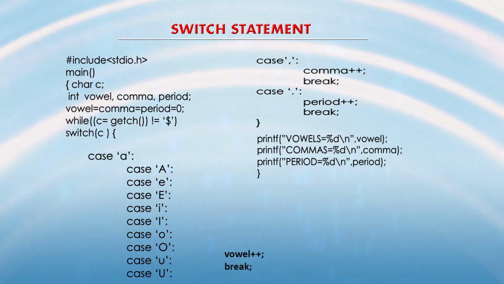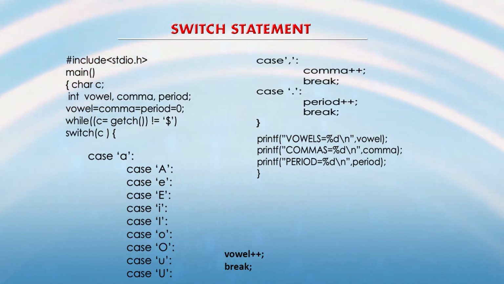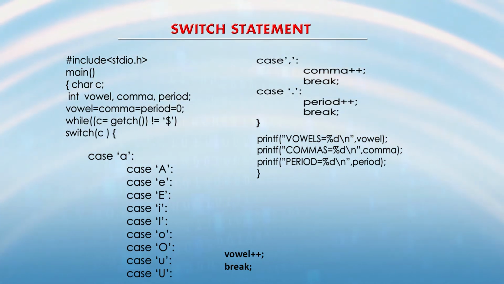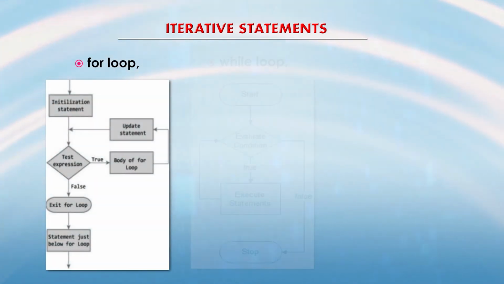So, the program will let you know that the text entered by you contains how many vowels, how many commas and how many periods. So, this is how the switch statement works altogether. Now, subsequently we have the iterative statements, that is the for loop, the while loop and the do while loop.